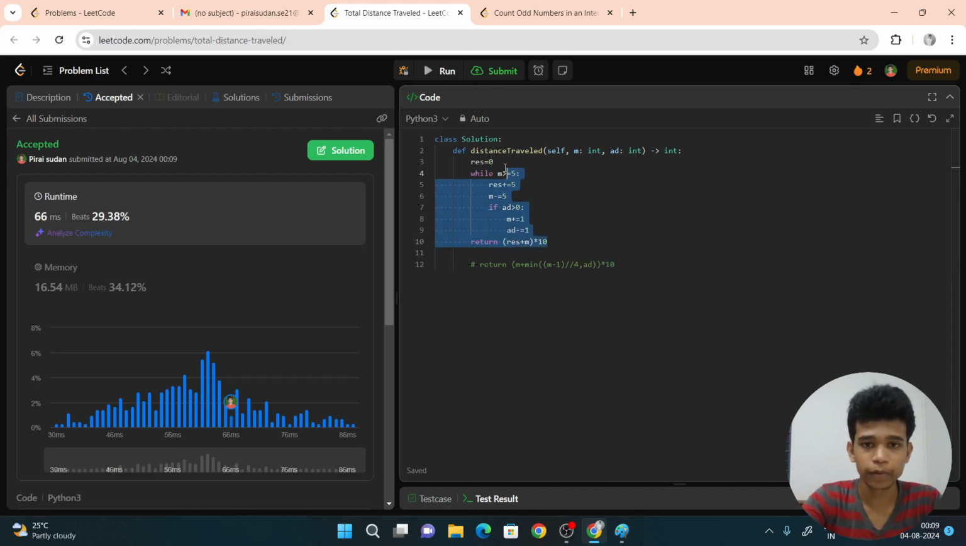Now let us see the optimal solution. See here, this is the optimal solution. The same formula I have mentioned there.